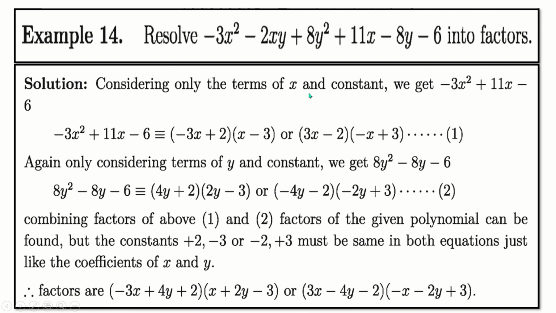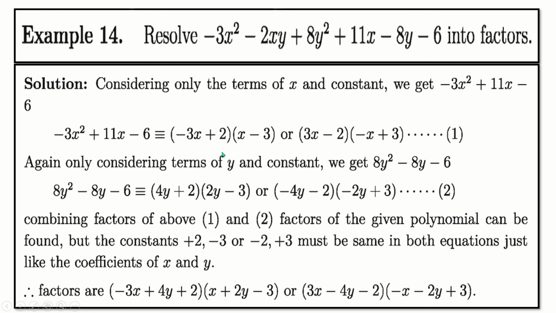Considering only the terms of x and constant, here will be minus 3x square plus 11x minus 6, and resolve into factors. This equals, we can write minus 3x plus 2 into x minus 3, or we can write 3x minus 2 into minus x plus 3. No problem.